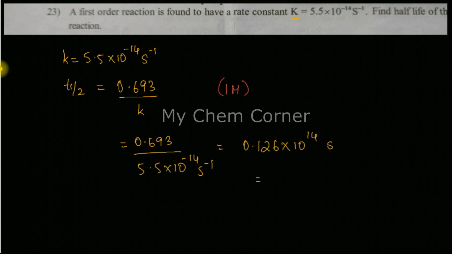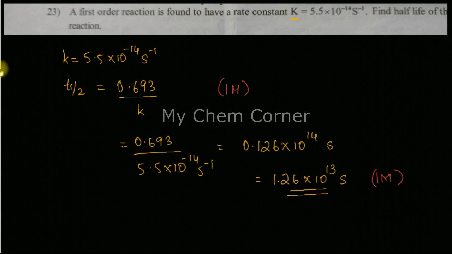Now, just to give that significant figure, we shift 1 decimal to the right. That will be 1.26 into 10 to the power. Because you've shifted to the right, your number here will reduce. It will become 10 to the power 13 seconds. This final answer with the unit will fetch you 1 more mark. So 1 mark for the formula, 1 mark for the final answer with correct unit.